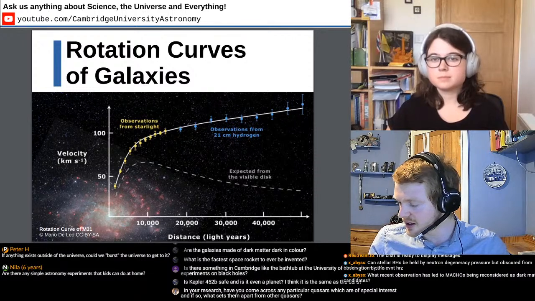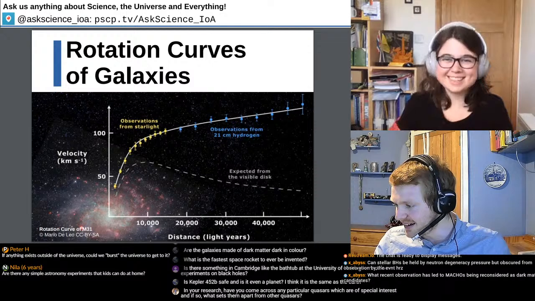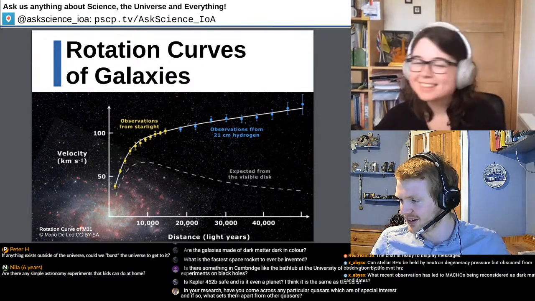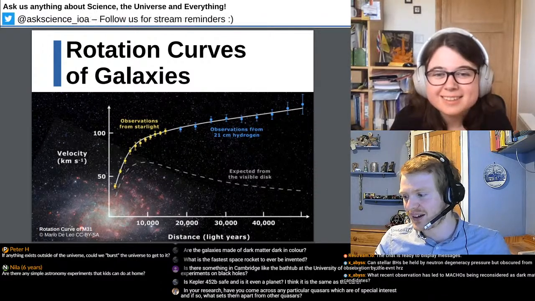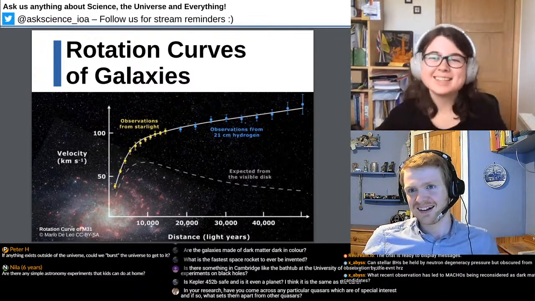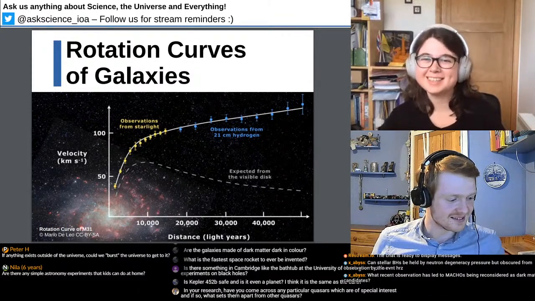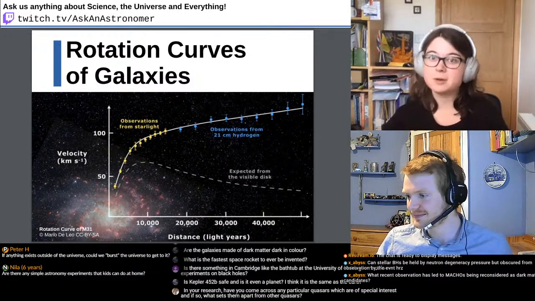A new question has come in specifically for you, Aoife, about whether in your research you've come across any particular quasars which are of special interest. Have you got any favourite quasars? I think it has to be the first quasar I studied. It's probably my favourite because it's where I did most of my learning on the properties of quasars and then gravitational lensing as well.